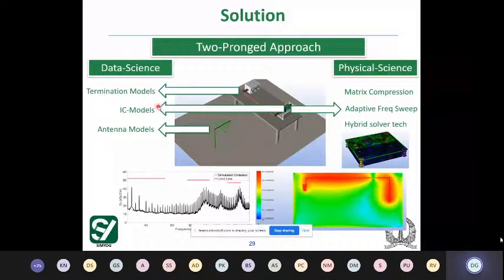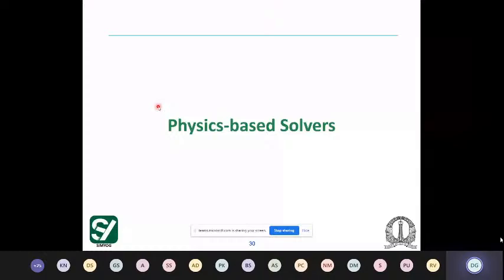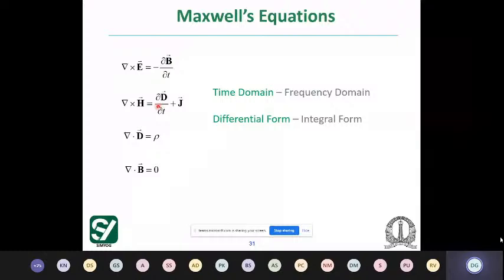So, we will get to the data science part, but I have 5 slides on the physics-based solver so that you don't miss out on the physics-based part. I usually don't show equations, but Maxwell's equations is something that we cannot go without showing in a computational electromagnetic talk. So here it is.